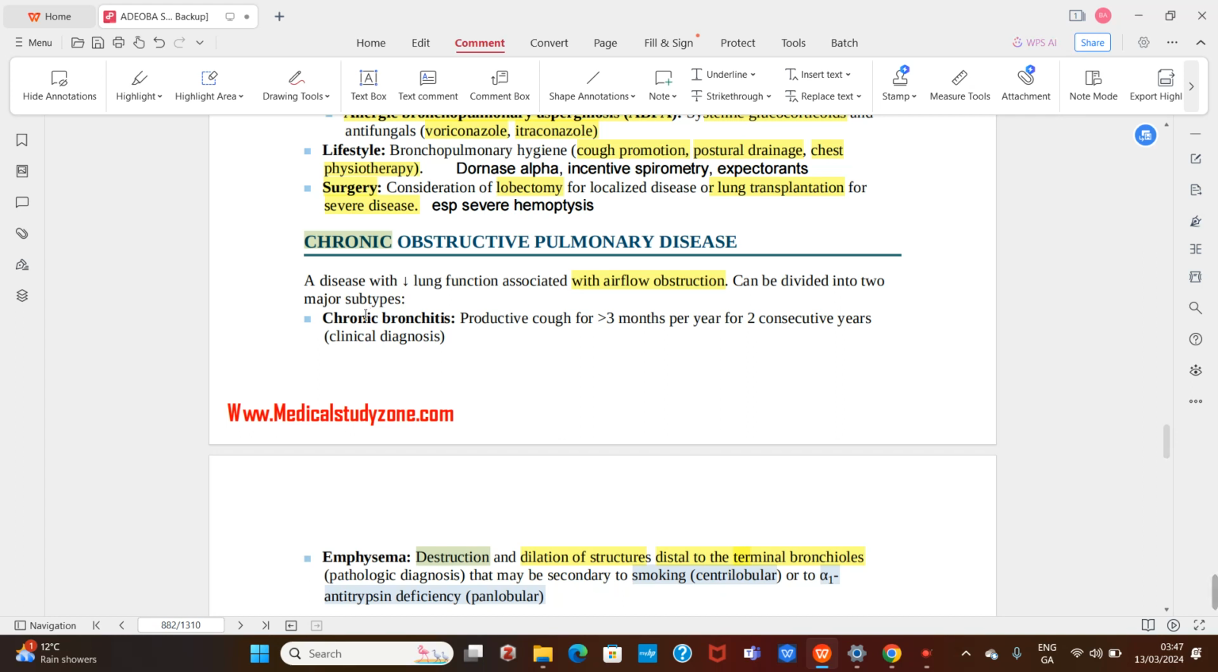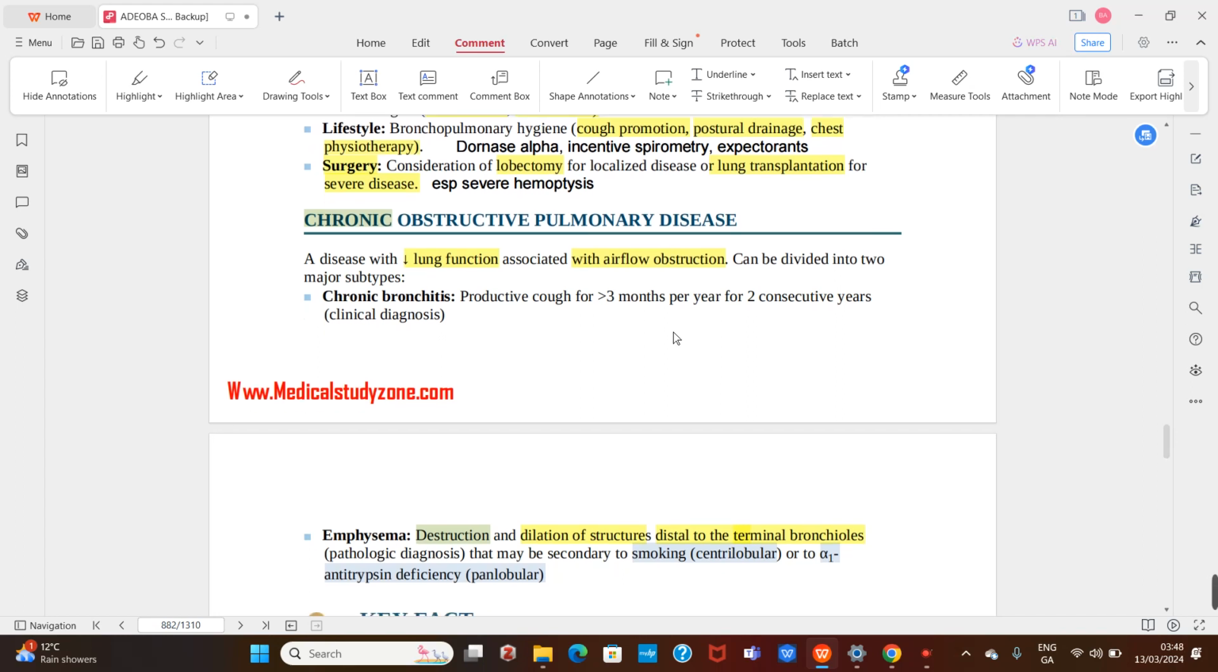COPD. So COPD is just like asthma too. It's a disease that causes reduction in lung function with associated airway obstruction, particularly at expiration. That's what we need to pay attention to. Lung function is reduced due to airflow obstruction at expiration, just like asthma. So it's very important we understand that.